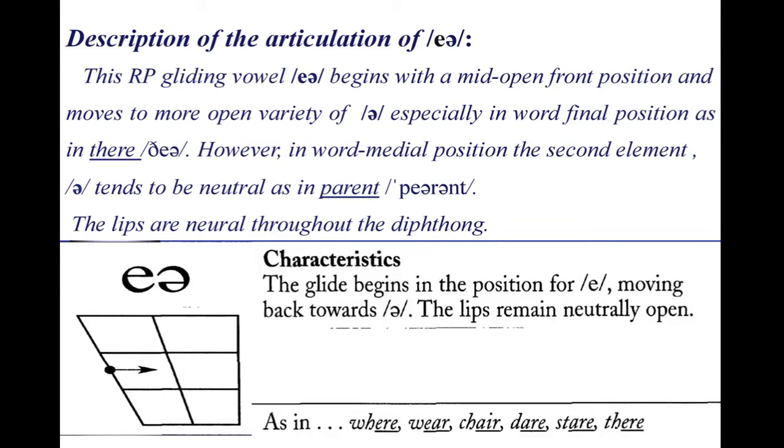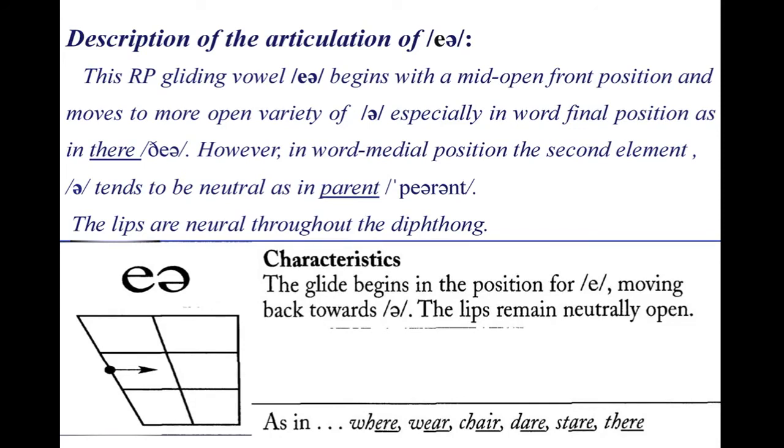Description of the articulation of eə. It begins with a mid-open front position and moves to a more open variety of schwa, especially in word final position as in there. However, in word medial position, the second element tends to be neutral as in parent. The lips are neutral throughout the diphthong.